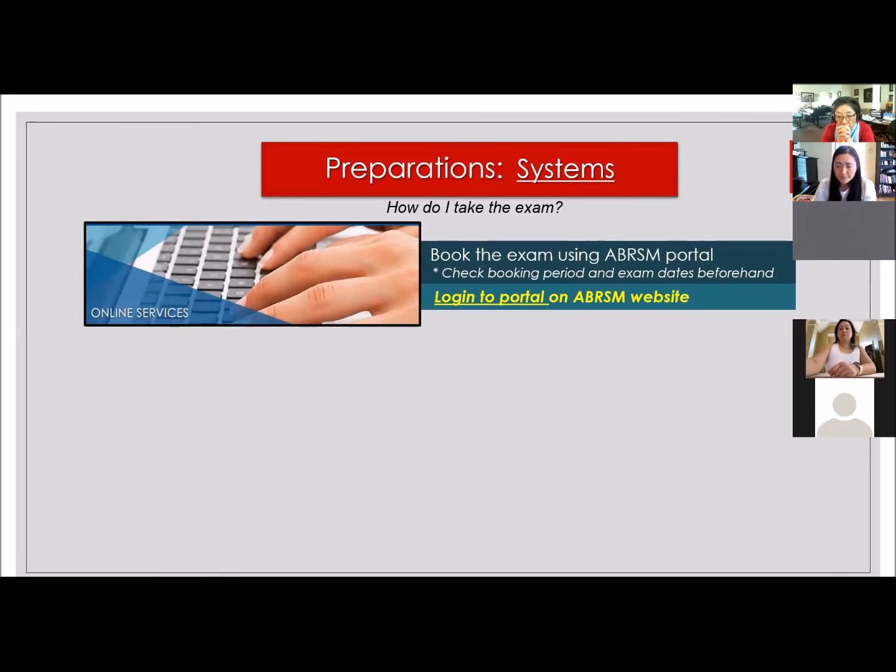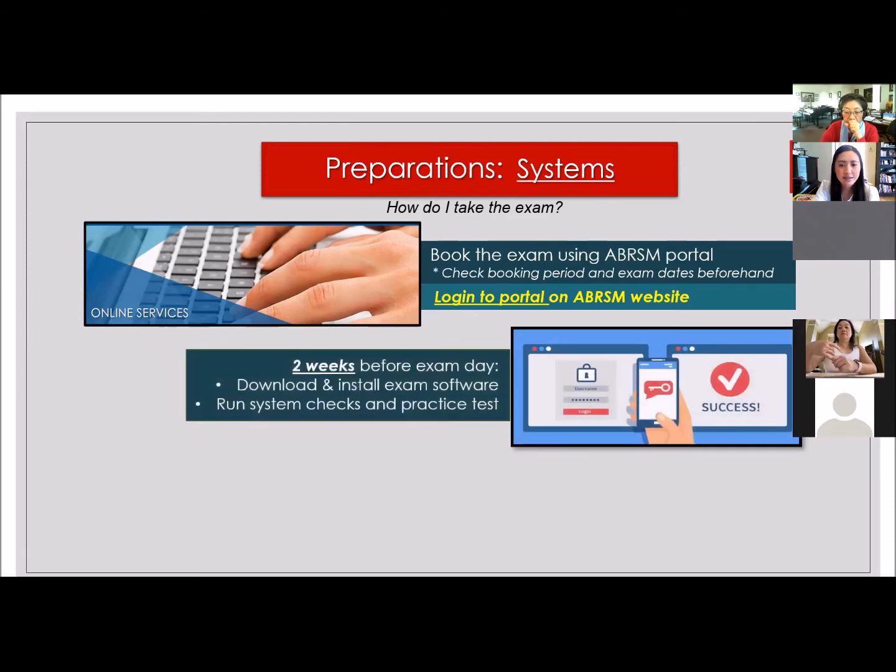So first of all, for all ABRSM assessments from now on, as many of you already know, you must create an ABRSM account. You must log on to your ABRSM portal in order to register for any exams at all. That is the first step you will have to take. And then, after you have signed up for the account, logged into your portal and booked your exam, you will be provided a link to download and install the exam software.